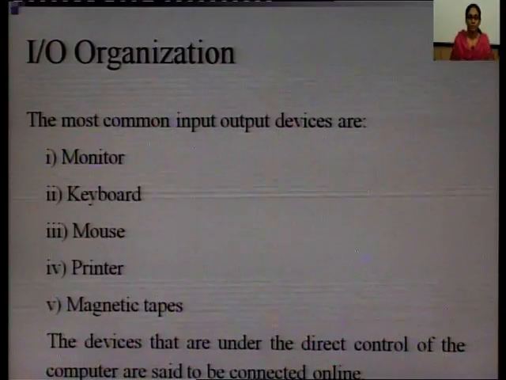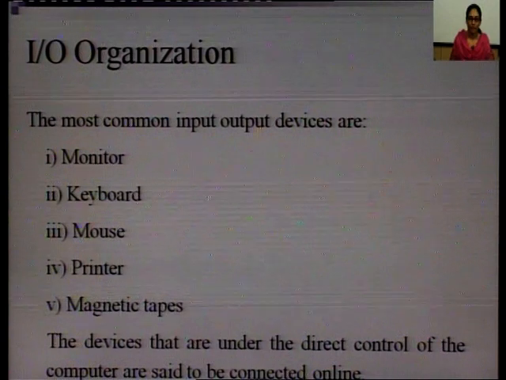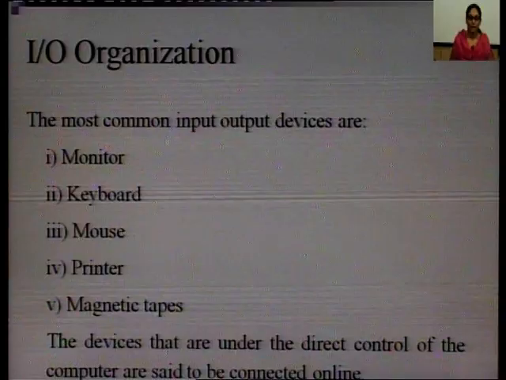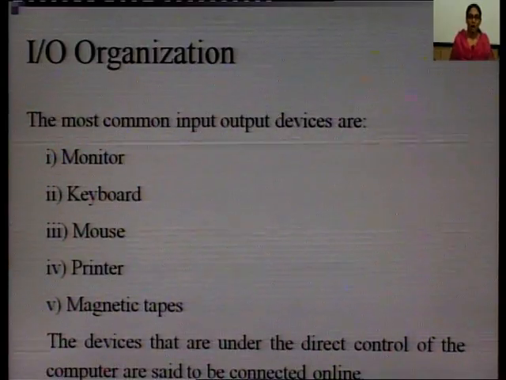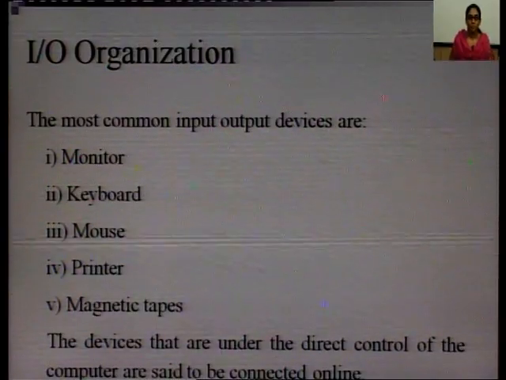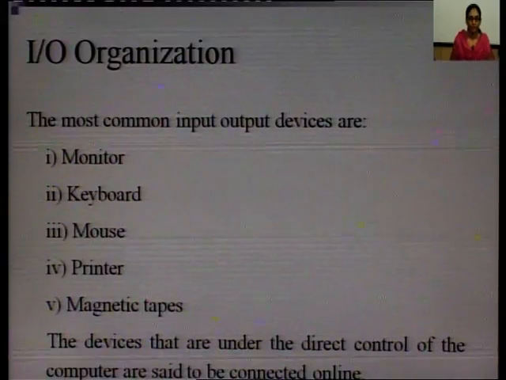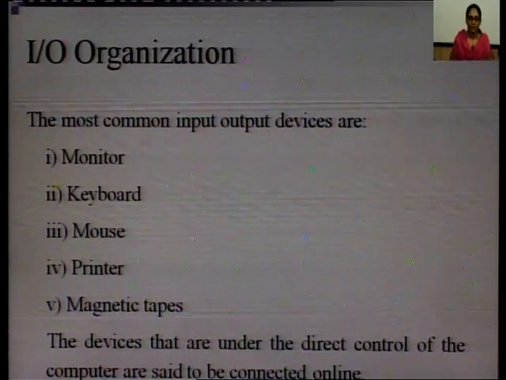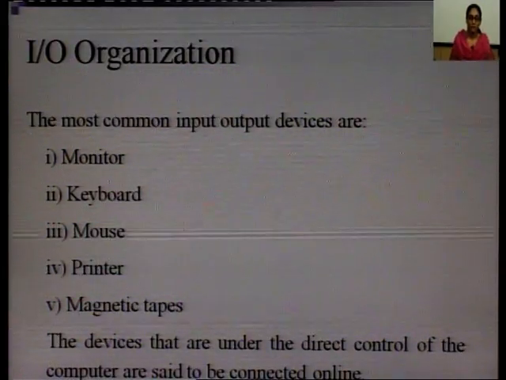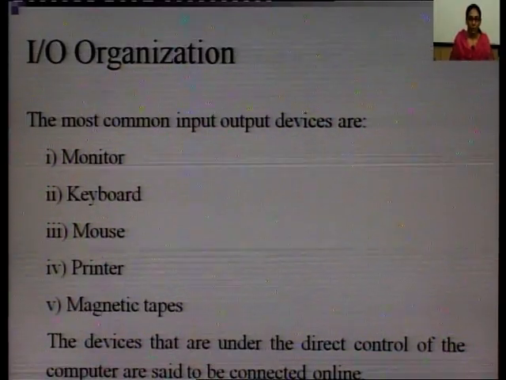The most common input output devices are monitor, keyboard, mouse, printer, magnetic tape. In these peripheral devices, the monitor and the printer are the output devices which are used to get the output from the computer system, and keyboard and mouse are basically input devices which are used for giving input to the computer system from the user side. Magnetic tape is the storage device which is used to store the information. So these devices which are directly under the control of the computer are said to be connected online.